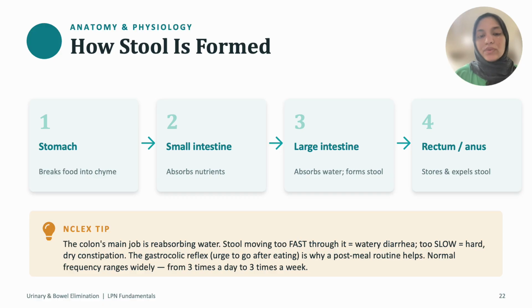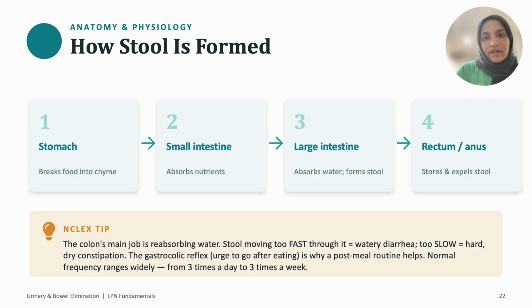Okay, so how is stool formed? Let's do a quick tour of the GI tract. The stomach turns the food into chyme. The small intestine absorbs nutrients, and the large intestine, which is the colon, pulls water back out and forms stool. Then it's stored in the rectum and expelled.